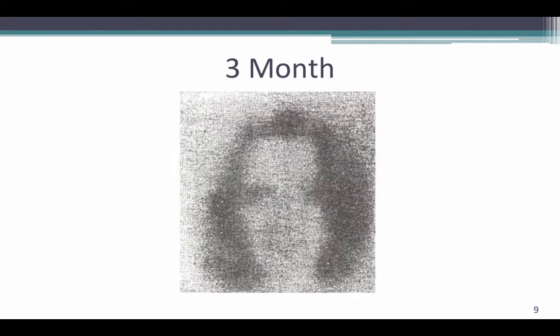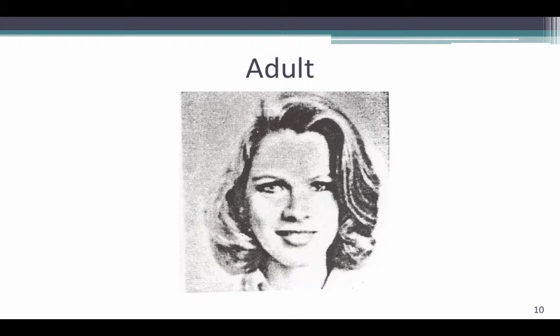The next few slides show us how the static image changes throughout the first few months and how it compares to adult vision. So we can see here that at the first month, this picture is very blurry. At 2 months it gets a little bit clearer, but it's still pretty blurry. At 3 months, you get a little bit more of an idea of what we're trying to look at. And finally, as an adult, we see the person's face.